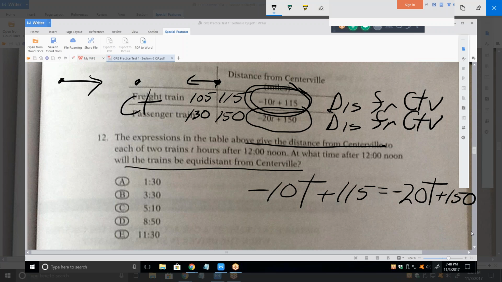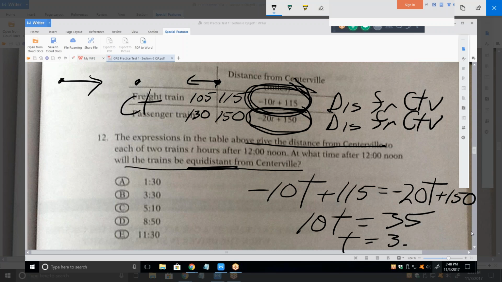But you don't really need all of that logic. All you need to know is that if this function tells you the distance from Centerville, and this function tells you the distance from Centerville, and they want to know where they will be equal, then you set one function equal to the other. Solve that function, and you get that.